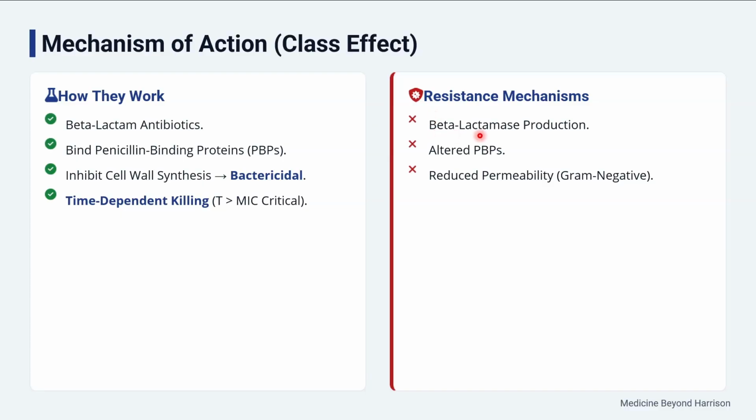Resistance mechanisms are numerous for these penicillin groups. Beta lactamase production can be there. It is an enzyme. Altered penicillin binding proteins, so that these penicillin drugs cannot bind to that protein, and reduced permeability in the case of gram-negative bacteria.